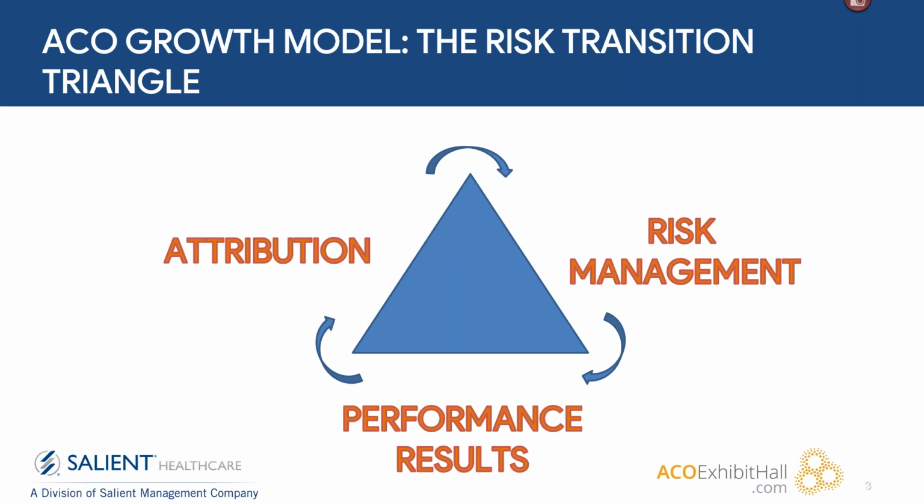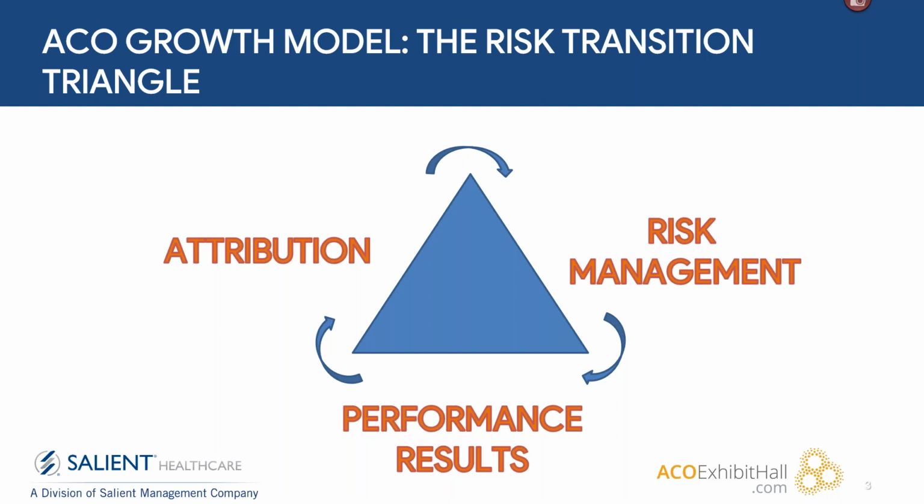So to address this conundrum, we're presenting the ACO growth model slide you're seeing now. It is a high-level strategic plan with 3 components: membership attribution, risk management, and performance results. And the arrows suggest the flow among the 3 components. So as we wrap up the presentation, I'll go on to explain how success is achieved by moving from one component to the other. So at this point, I'm going to turn it back to Ryan to introduce the first leg of the risk triangle, membership attribution.